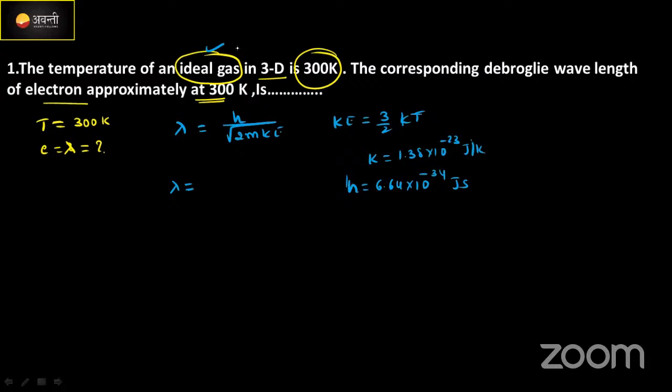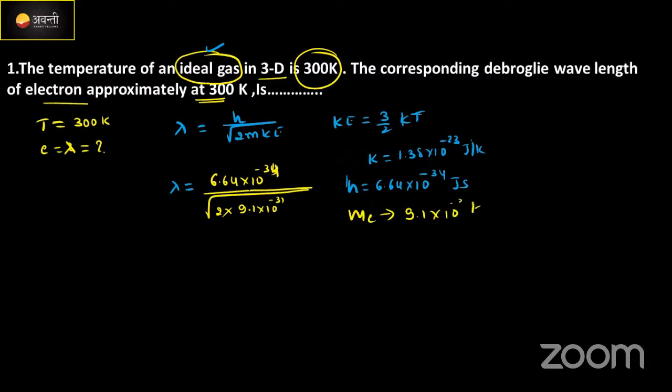Yes, no, it went a little wrong. Cross check, let's see, we will also check. The value of h will be 6.64 into 10 to the power of minus 34, correct? Divided by under root of 2 into m, the value of m will be 9.1 into 10 to the power of minus 31. This is nothing but the mass of electron, guys. Mass of electron will be 9.1 into 10 to the power of minus 31 kg, correct?